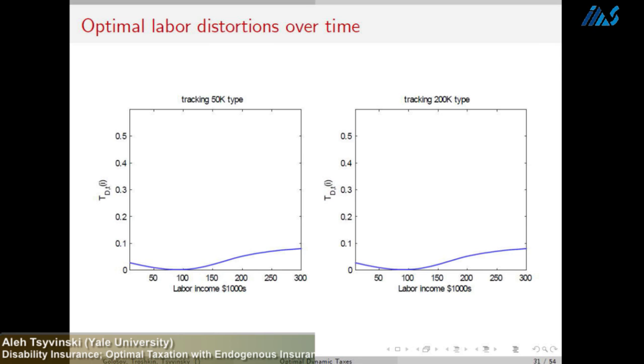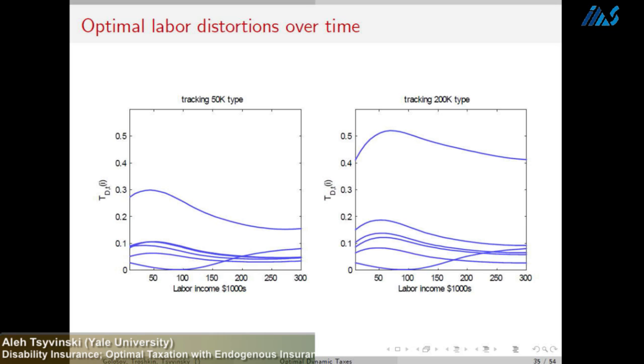I'm going to plot in five-year periods. And the same for a $200,000 type. And I'm cutting off at 300. Okay. So this is how the taxes look over lifetime. The first thing is a little bit weird. Actually, this changed in the recent computations because this used the initial distribution, which is not quite well done. But let me talk about what we see here.